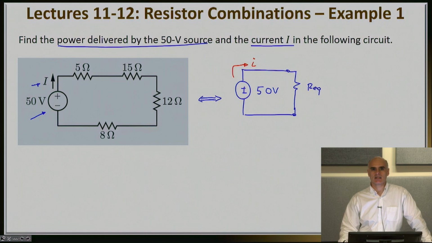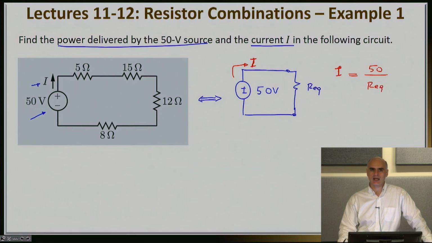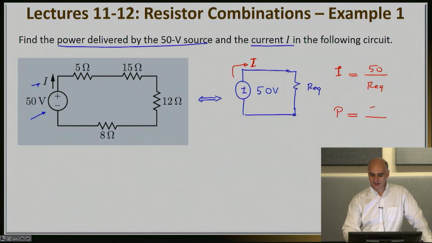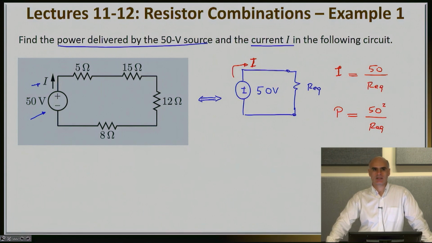But now it's much easier to find I, because the current I that I need to find is nothing else but 50 divided by the equivalent resistance, and also the amount of power that this source will deliver to the circuit will be nothing else but the source itself, 50 squared, over the Req. So really, at the end of the day, this calculation will boil down to finding the equivalent resistance.